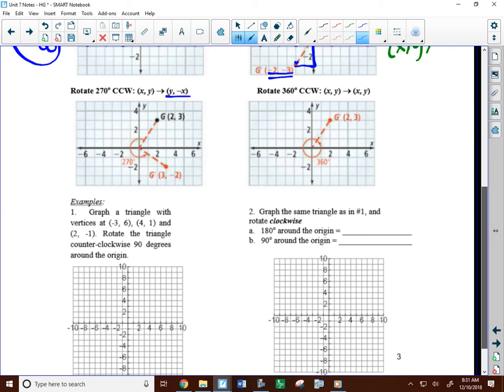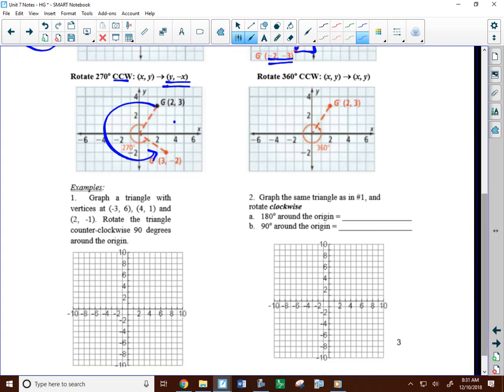270 is just the negative version of 90. Again, these are all counterclockwise, so we're going this direction. 3/4. Y, negative x. 2, 3 went to 3, negative 2. So the y coordinate changes sign. Counting method: up 3, right 2. So 270, I go, here would be 90, here would be 180, here's 270. So I go up 3, right 2.